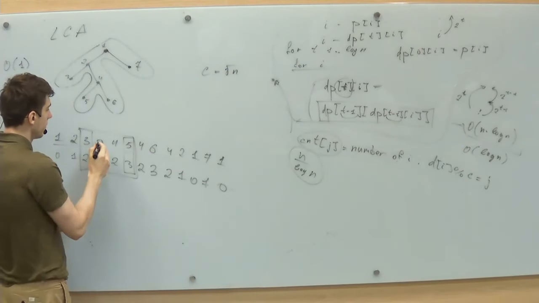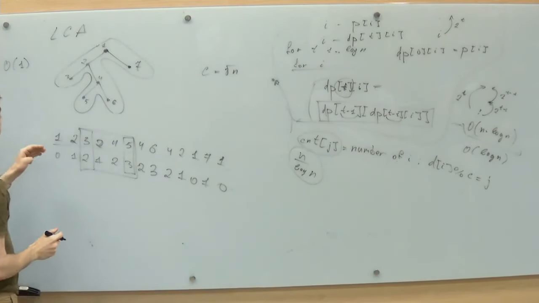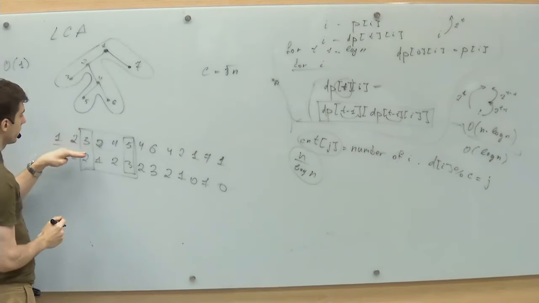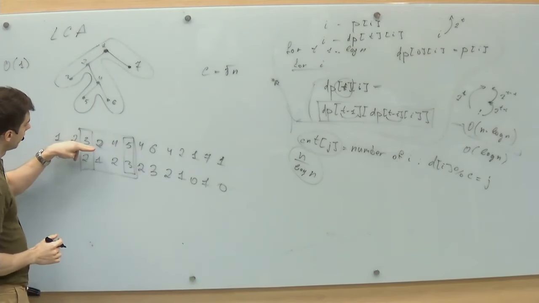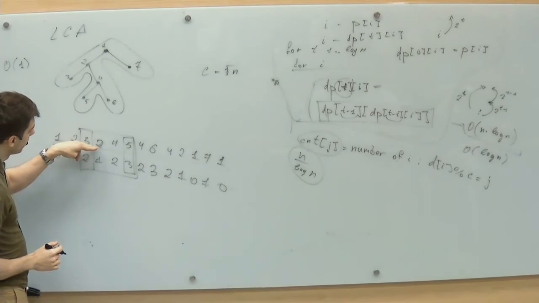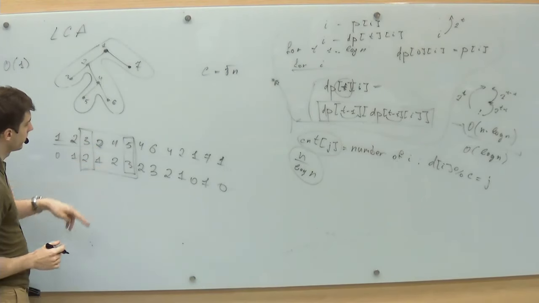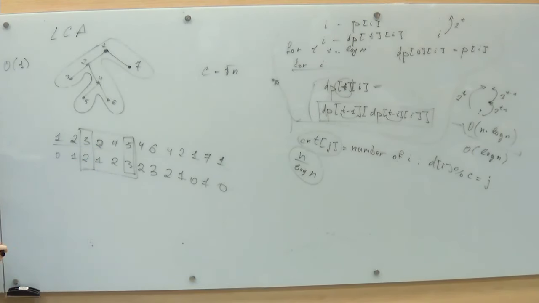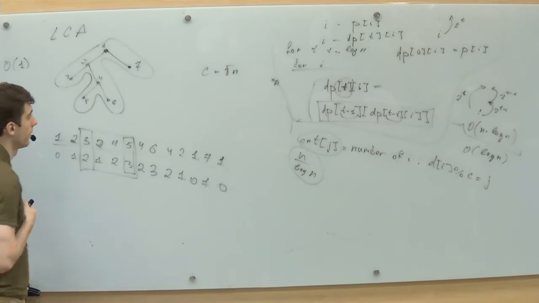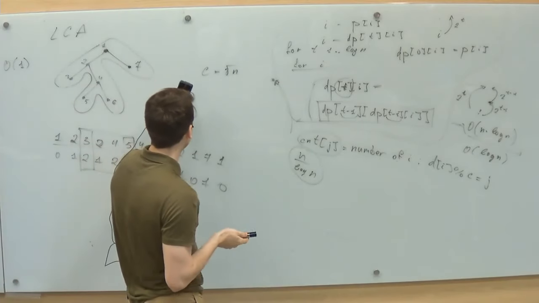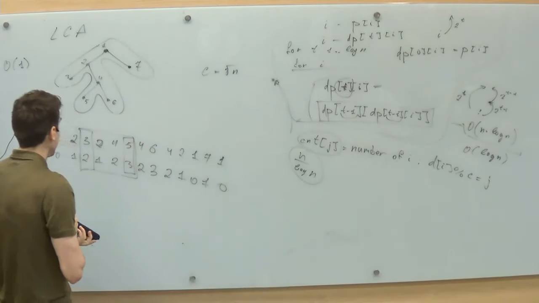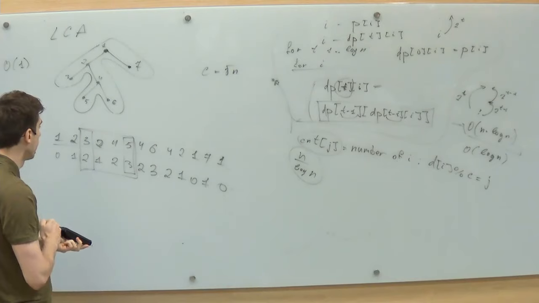So the lowest common ancestor will have both the minimum input time and the minimum depth. So that's how we can define it, and how to actually find it.